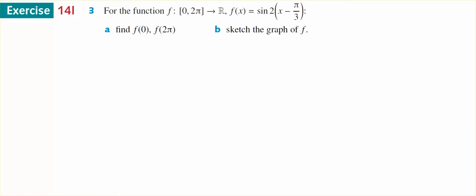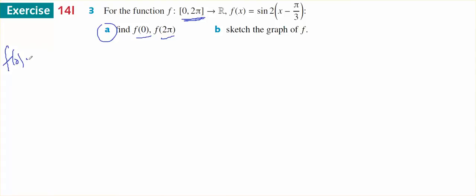This is for Year 11 Methods. It comes out of 14I. Question number 3. I'm drawing this particular function, f(x) = sin(2x − π/3), over this particular domain. So I need to draw it from 0 to 2π. Part A asks me to find f(0) and f(2π), because that will find the endpoints.